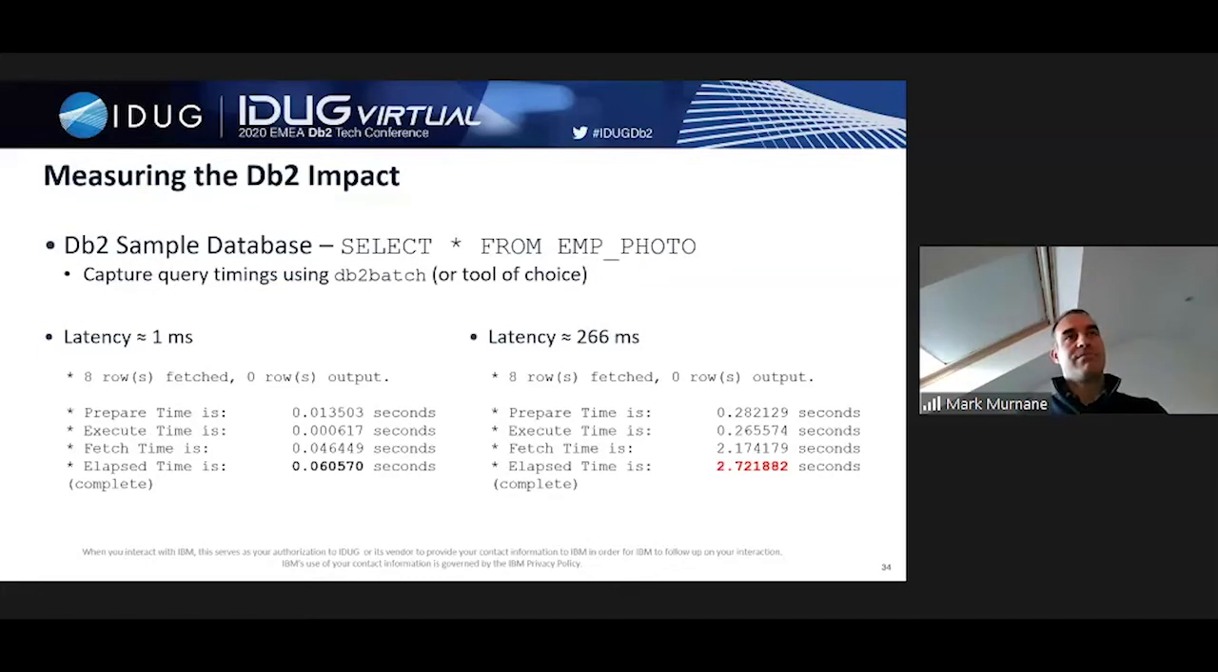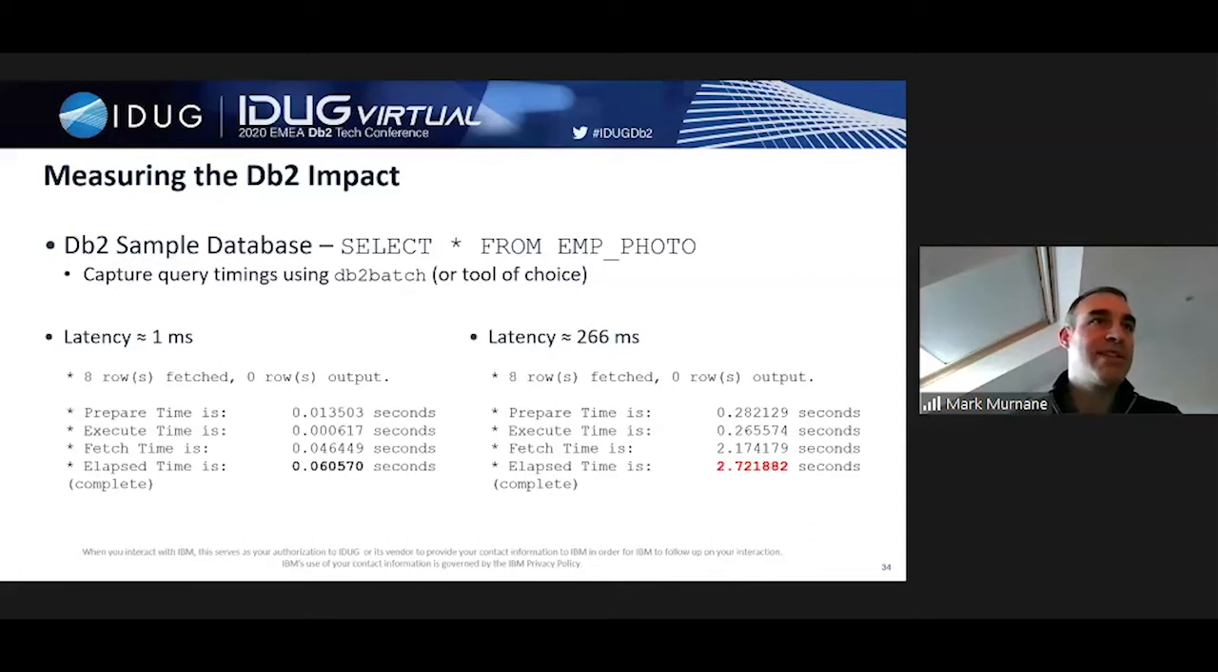So that's the OS level impact. So ping shows that the network delay is working, but let's look at the impact on Db2. So in this example, I've used the sample database shipped with every instance created from Db2 SAMP. So there's not much data in the database, but you don't need much to see the delay in action. In this case, the emp photo table has only 3 columns and 8 records, but each row has about 100 kilobytes of data. So what we do is we capture some query times using Db2 batch, or you can do it using your tool of choice.